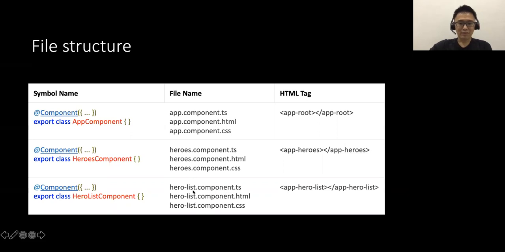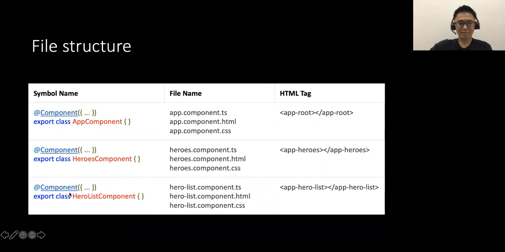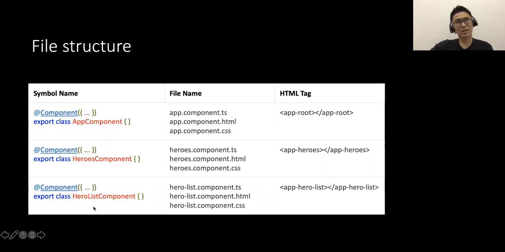And yep, if you generate a component where your component name consists of two words, your file name will be like this: hero-list.component.ts, and so on and so forth. Same goes for your HTML tag: you start with app-hero-list. But your class name will be HeroListComponent, with no dash in between. Look at that. This is how it works when you use Angular CLI.